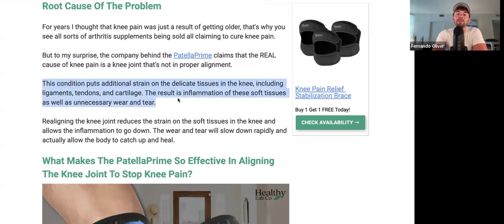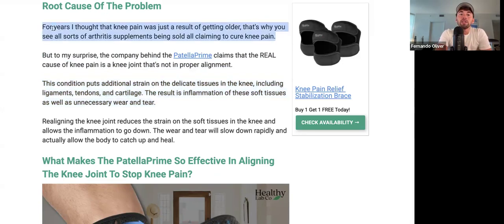And then they dive a little bit deeper. What does this do? It puts additional strain on the delicate tissues in the knee. And the result is inflammation and unnecessary wear and tear. So realigning the knee joint reduces the strain. So I thought it was this. It turns out this is the actual root cause. This is what that means and what it does in your body. And this is what happens when you solve it. So realigning the knee reduces the strain on the soft tissue and allows inflammation to go down. So this is kind of the full circle of the problem mechanism.